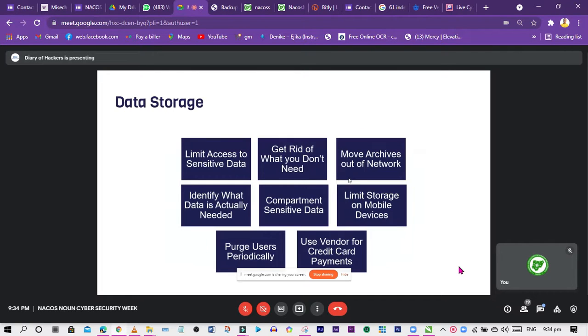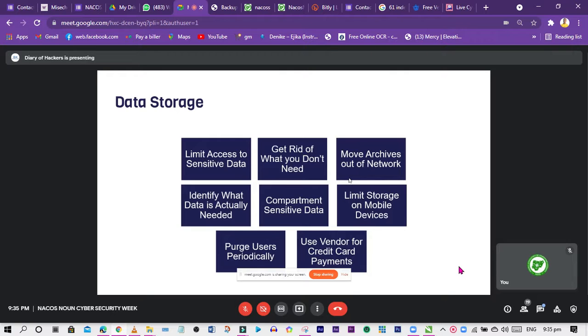You also have to limit your access to sensitive data, right? You shouldn't put users' BVN on the website for them to see. So you get rid of what you don't need, because those can accumulate and become a problem to you later. Archive files shouldn't be on the network. They should be moved out to your data backup, right? So the information that is not needed is supposed to be deleted. Identify them and delete what is not needed.